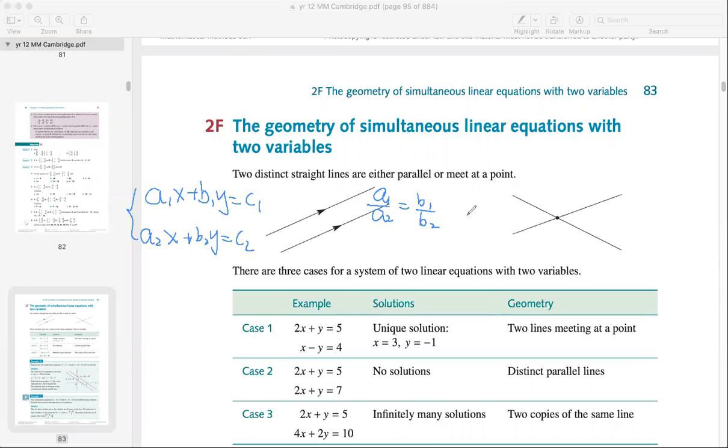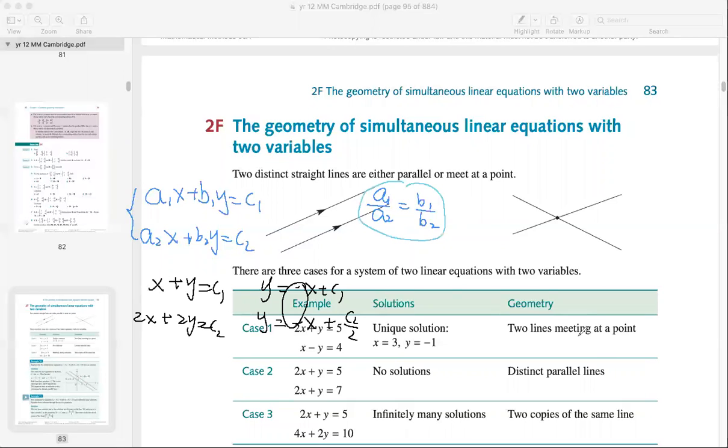So A and B are in the same ratio. To give you an example, x plus y equals C1, 2x plus 2y equals C2. So all the ratios are a half, right? 1 over 2 and 1 over 2. In this case, if I rearrange this one, it will be y equals negative x plus C1. And this one will be y equals negative x plus C2 over 2. So the gradients are the same, right? So if I satisfy this situation, these two lines are already parallel.